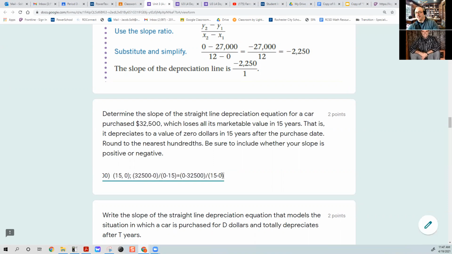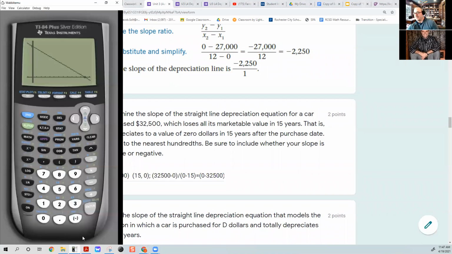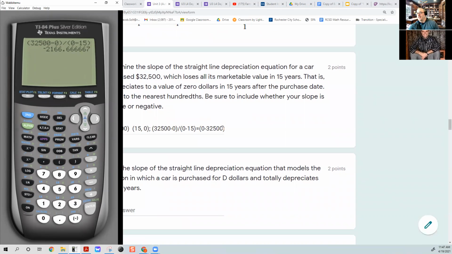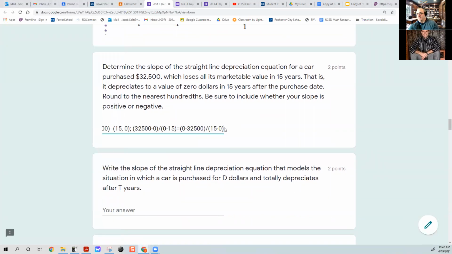As long as either way, I'm going to run the math here and get my math machine. All right, math machine, you can do this. I'm going to start with the first equation I can see right there. 32,500 minus 0, close parentheses, divide, open parentheses, 0 minus 15, close parentheses. All right, negative 2,166.66666. So in this case, I am going to put an equal sign.